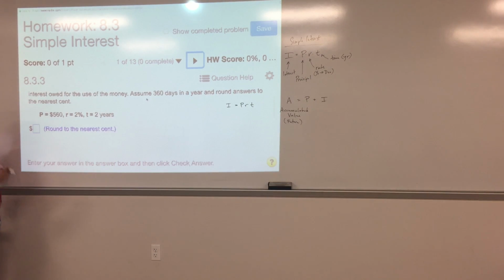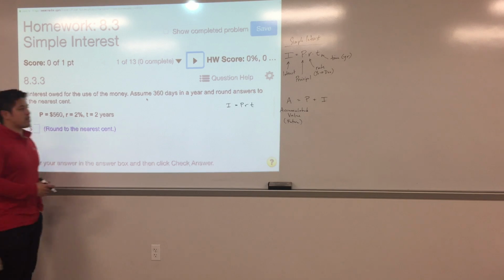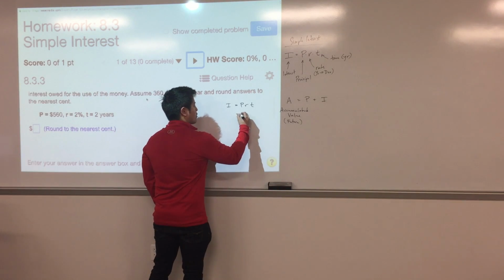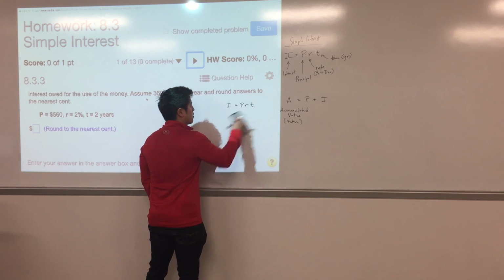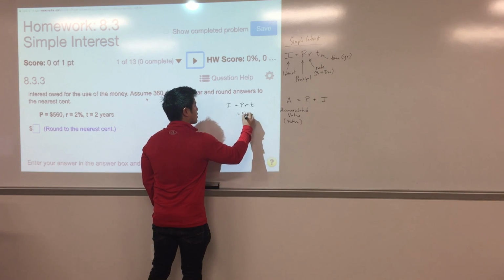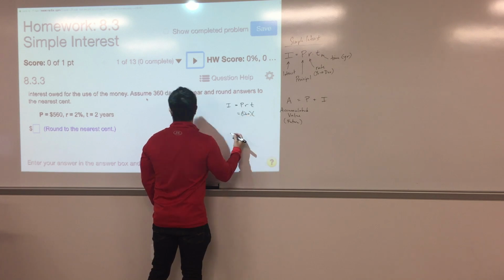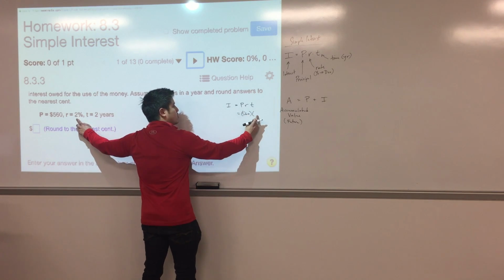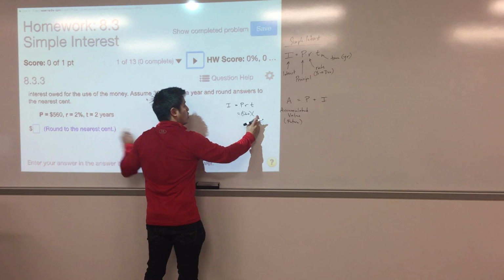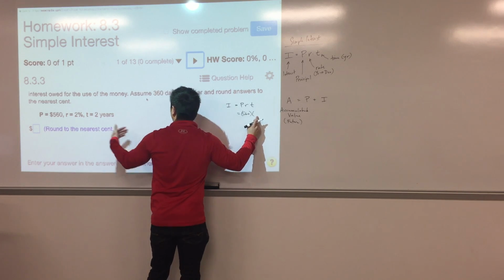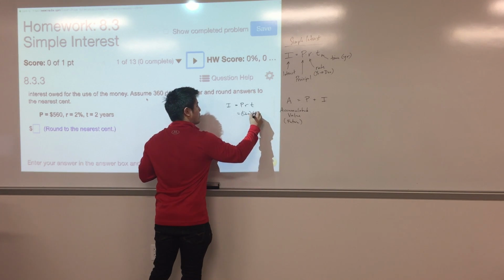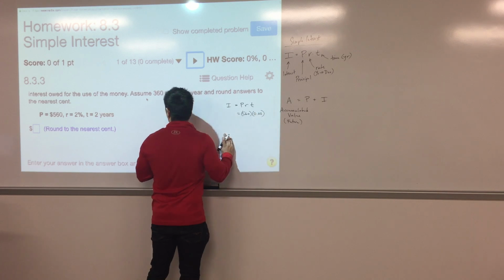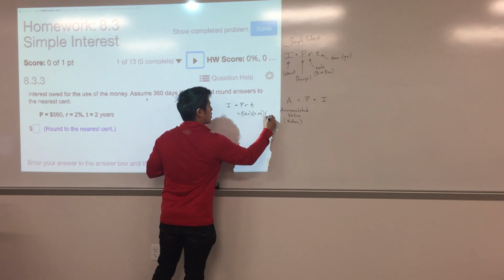And so the amount of interest earned is based on $560 being borrowed, then a rate of 2%. Do I put 2 in here? No. Move your decimal 2 places to the left, which would be 0.02. And then the time, 2 years.